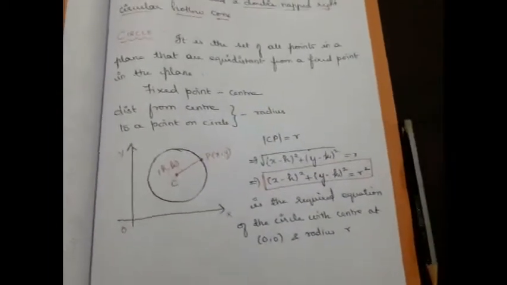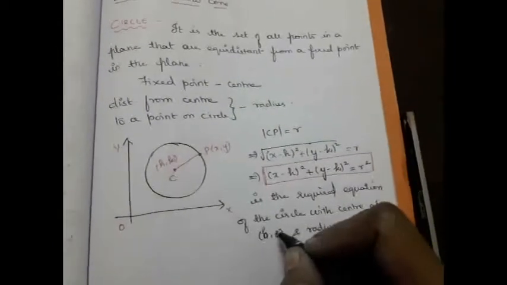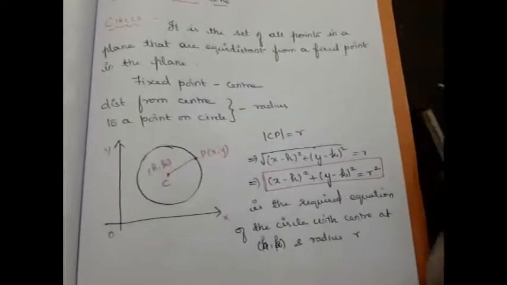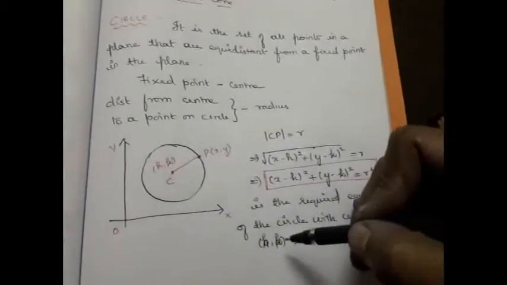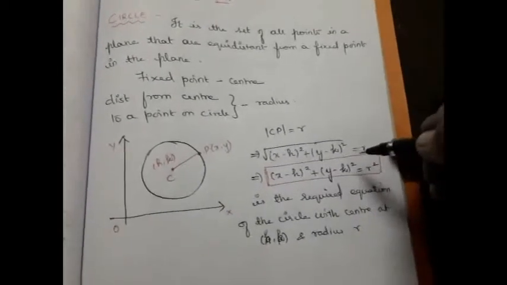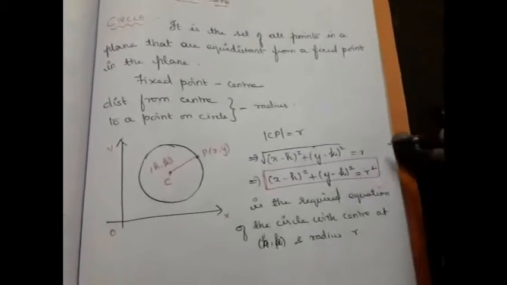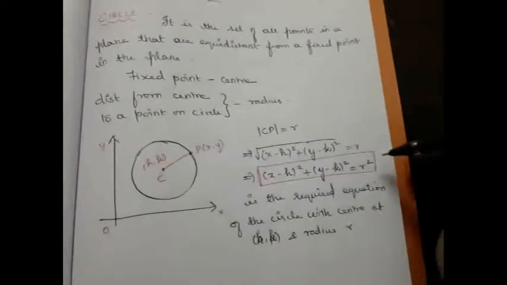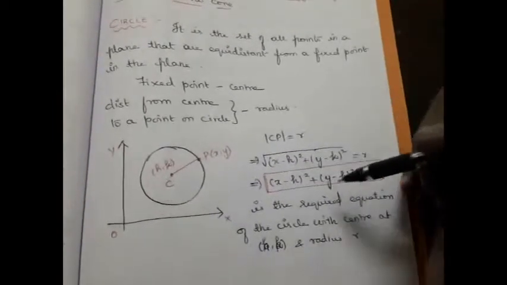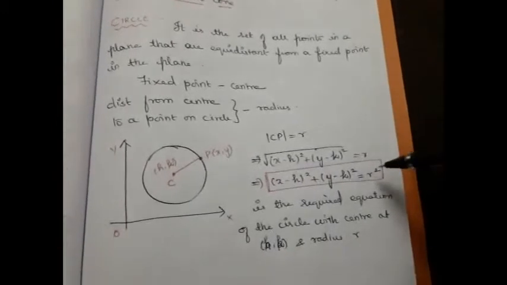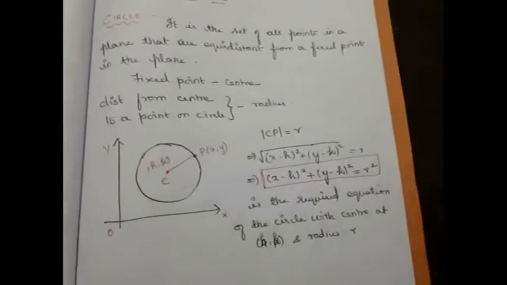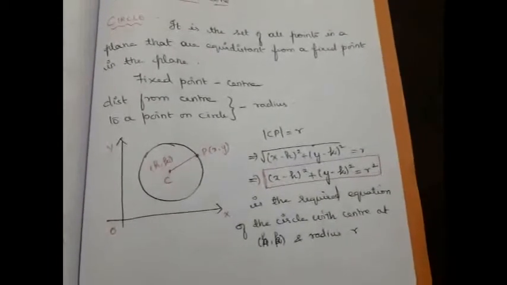This is the required equation of the circle with center at h comma k. I am sorry, this is not 0 comma 0. This is h comma k, with the center h comma k and radius r. Right? If the center is 0 comma 0, what will happen? We have to put h equal to 0 and k equal to 0 in this equation. So you have to remember the equation of a circle: x minus h the whole square plus y minus k the whole square equals r square, when h comma k is the center and the radius is r. Yes, hope you got it.